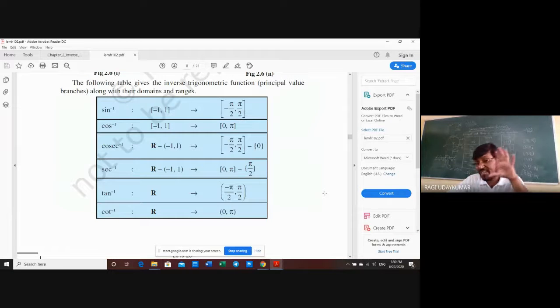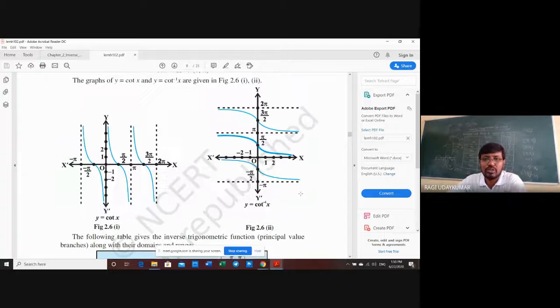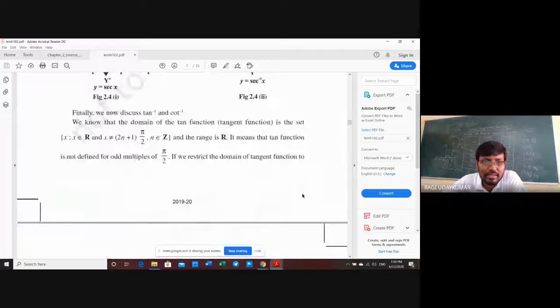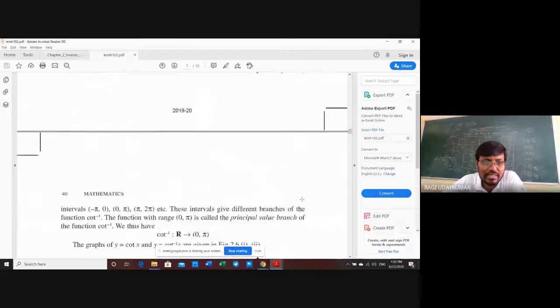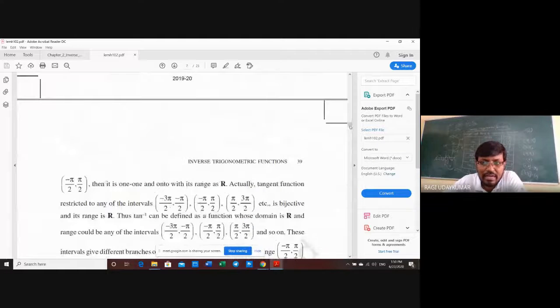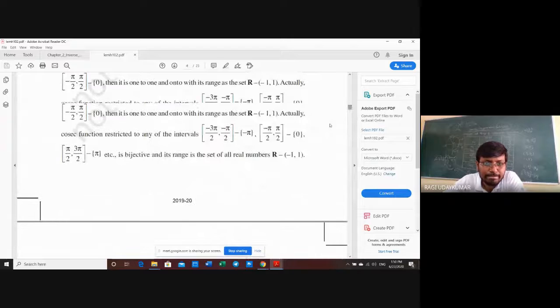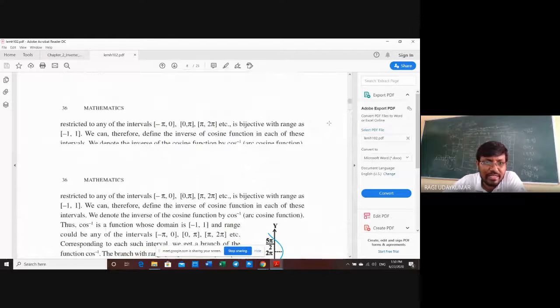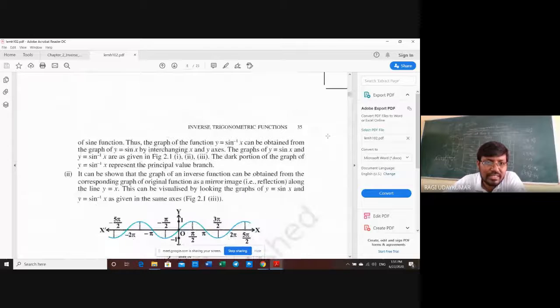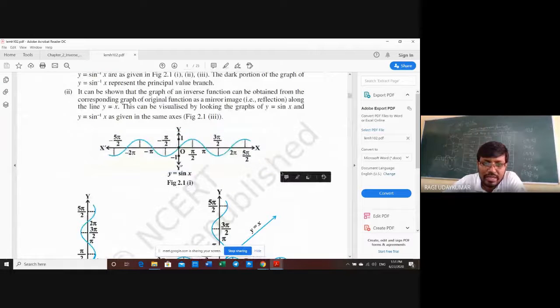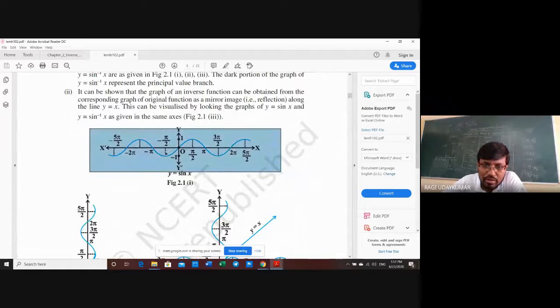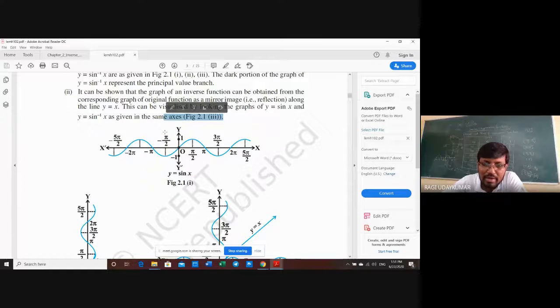So try to follow the explanation I have given, and I will share this domain and range. See, these graphs are given very clearly. Go through these graphs also. Here it is mentioned, this is a sine graph. Here it is minus pi by 2, the arrow mark is visible to you. So minus pi by 2 to pi by 2 is given to you as the principal value branch.